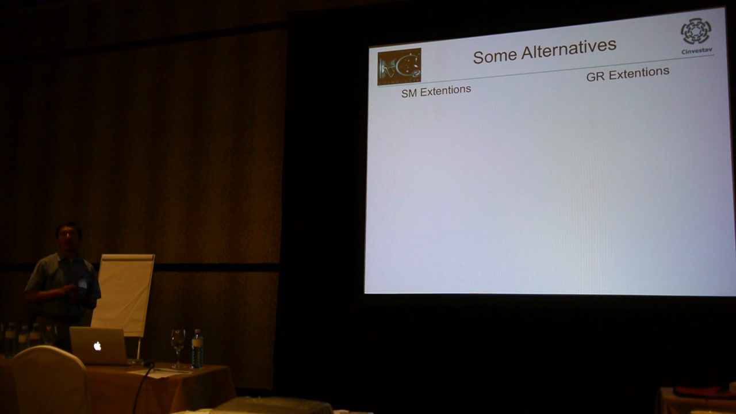Well, we have 3 alternatives. The first alternative, maybe the best one, is to remain with the Lambda CDM model and to look for new physics in order to solve the problems within the Lambda CDM model. And that is very good. I think this is a very good way to follow. But we also have 2 other alternatives: we can look for extensions of the standard model of particles or of the general relativity theory.